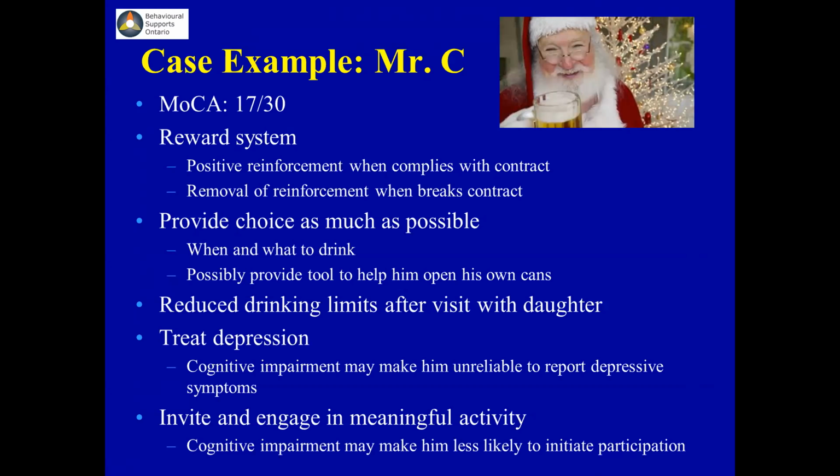We talked about reduced drinking limits with visits with the daughter, and we talked a lot about treating the depression. Obviously, cognitive impairment made him unreliable to report depressive symptoms, and so that's maybe why he's not endorsing depressive symptoms. What would have happened if we did an informant depression scale, like the Cornell, to really look at whether depression is an issue? Certainly the son had suggested he had been clean and not drinking for about a 10-year chunk of time and was involved in AA when he was properly treated for depression.